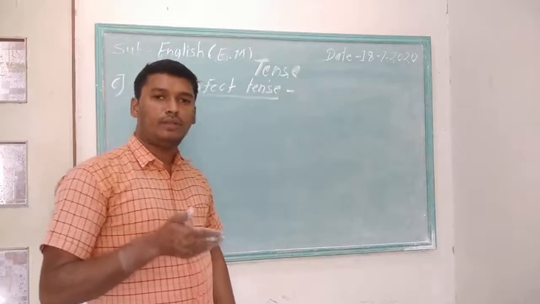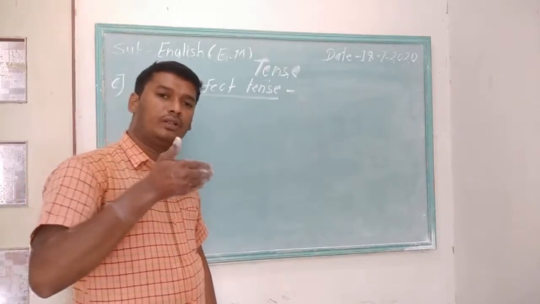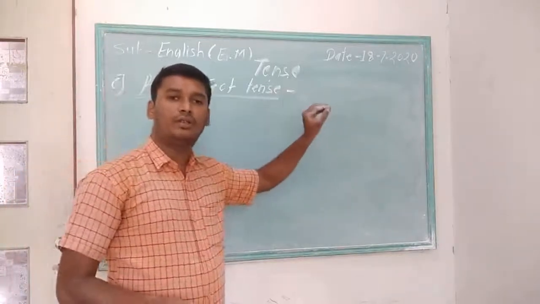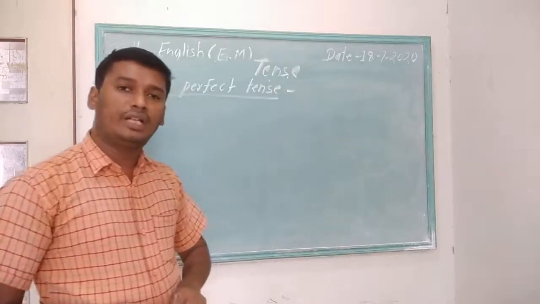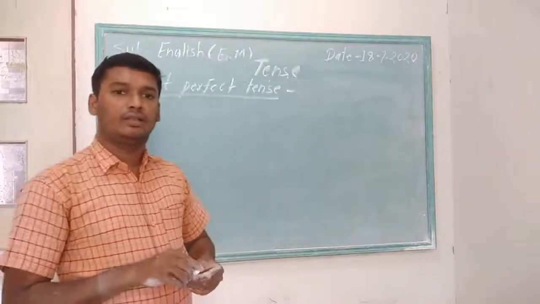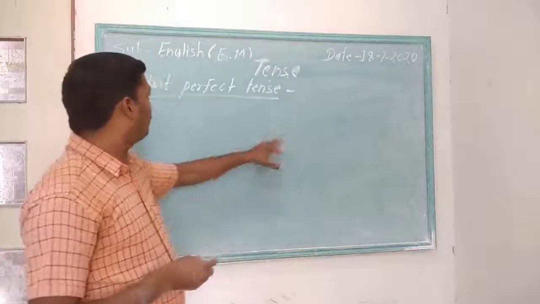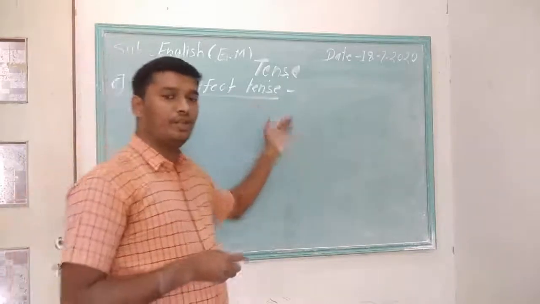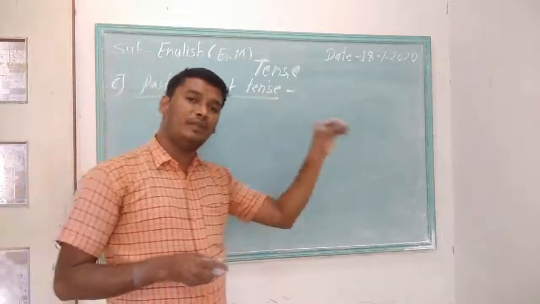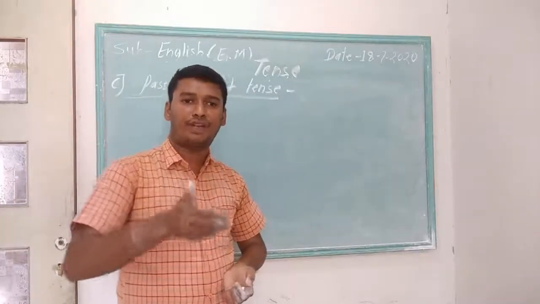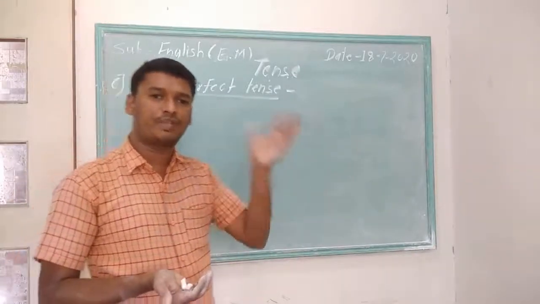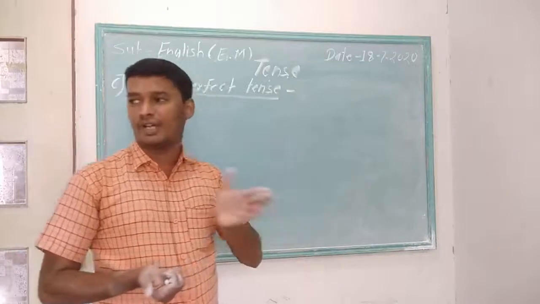If one action would be completed in the past at the time of speaking, then for such action we use past perfect tense. Present perfect: completed action in present at the time of speaking. And past perfect: completed action in the past at that time of speaking. It is the difference between present perfect and past perfect.